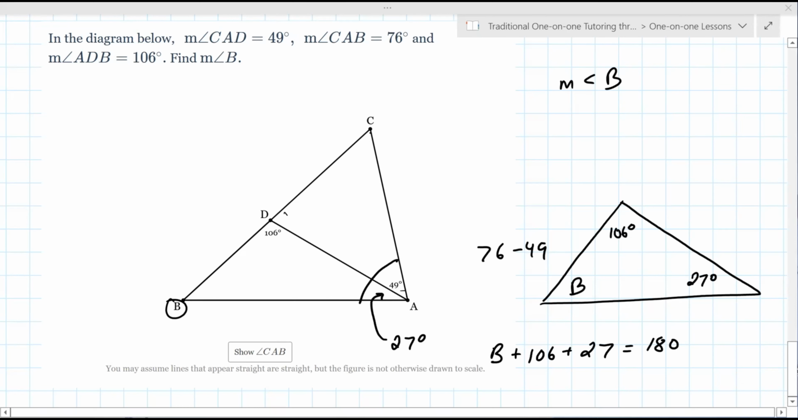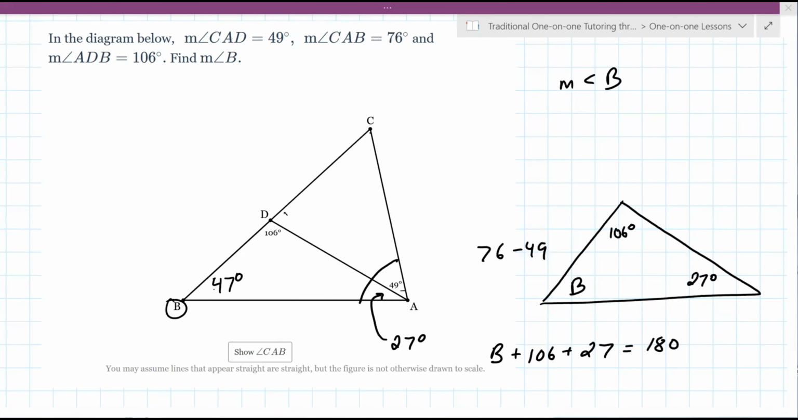Oh, okay. I get it. So a little bit of manipulation here, but B ends up being 47 degrees. Again, kind of nice that these are working out so nicely. And that's it. There's probably a few other ways to do it, but this is just do it as best we can here. All right.